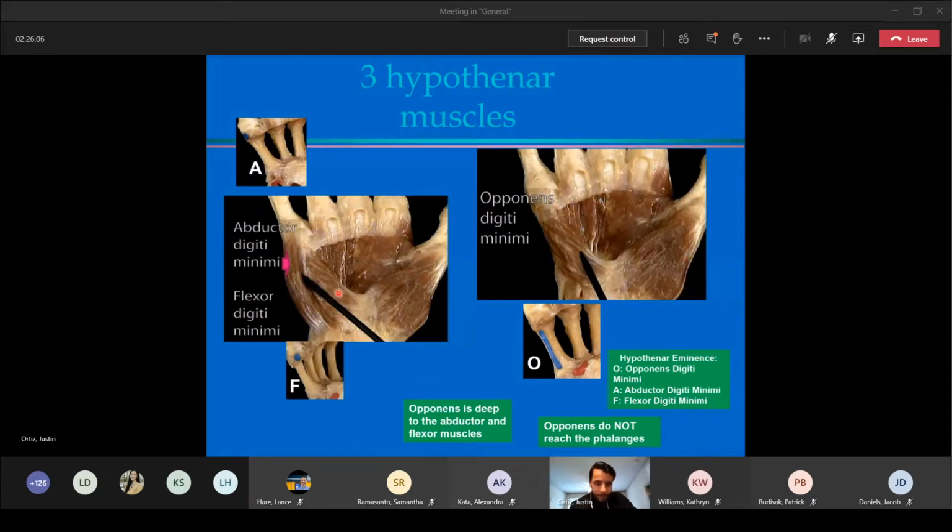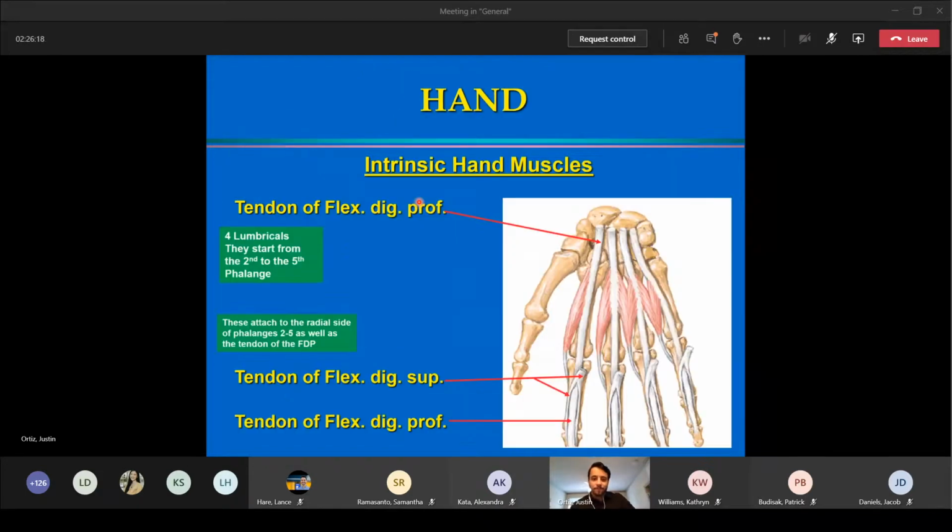So yeah, this would be opponens. This would be abductor digiti minimi, and then you can't see too well here, but this would be the flexor digiti minimi. It's literally right deep to the abductor digiti minimi. Yes, and those would be those.